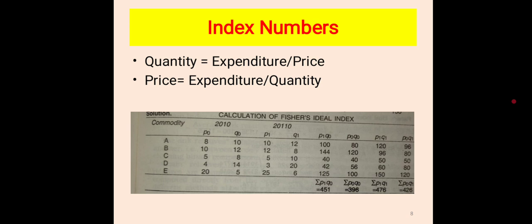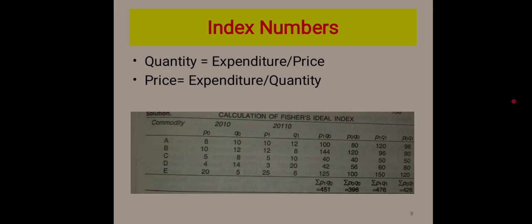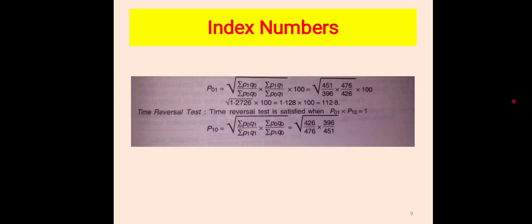So summation of P1 Q0 is equal to 451. Summation of P0 Q0 is equal to 396. Summation of P1 Q1 is equal to 476. Summation of P0 Q1 is equal to 426. So Fisher's ideal index P01 is equal to the root of summation of P1 Q0 by summation of P0 Q0 into summation of P1 Q1 by summation of P0 Q1, into 100. So the root of 451 by 396 into 476 by 426, into 100.